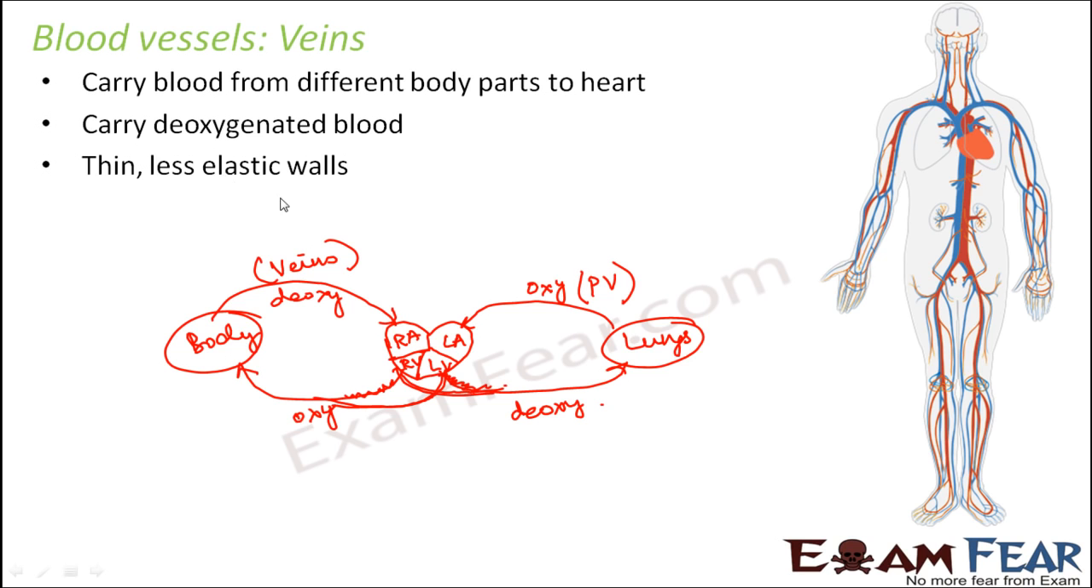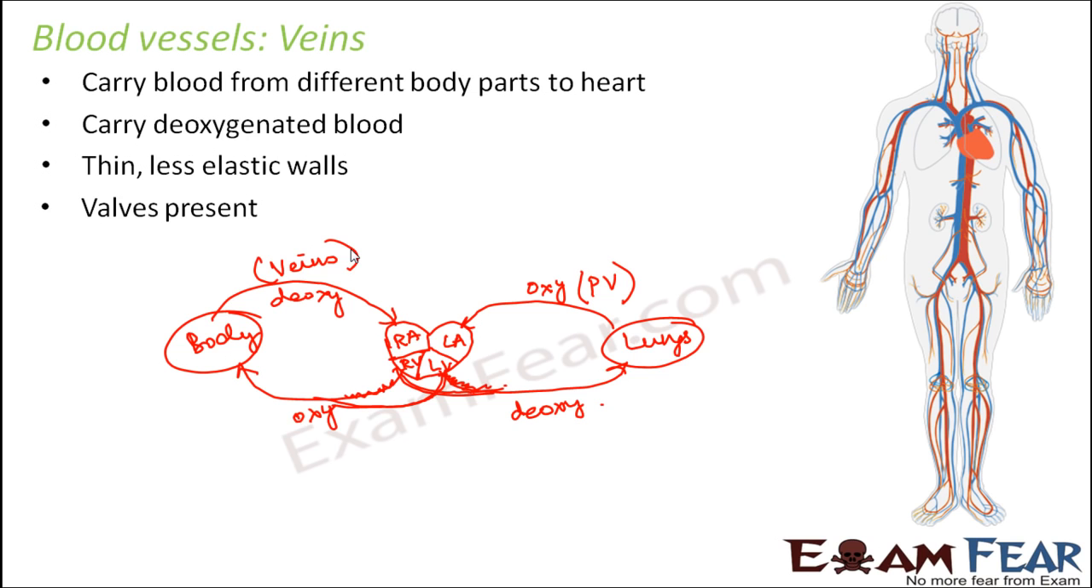So they have thin, less elastic walls. That is because when the blood flows from different parts of the body towards the heart, they do not really flow under very high pressure. So it is quite okay even if the blood vessels or the veins have thin walls, and that is why they have thin walls. Valves are also present so that the backflow of blood can be regulated.